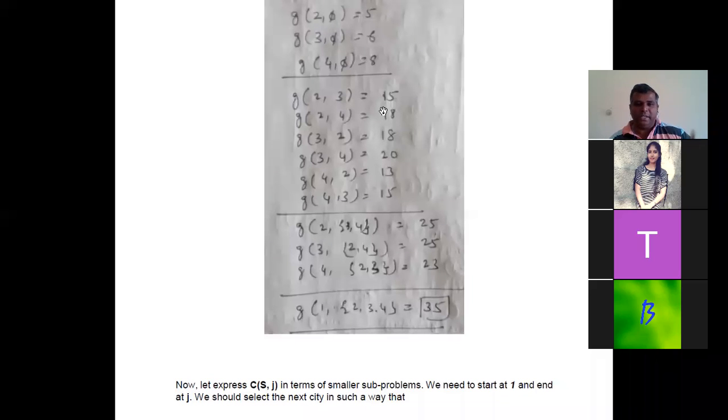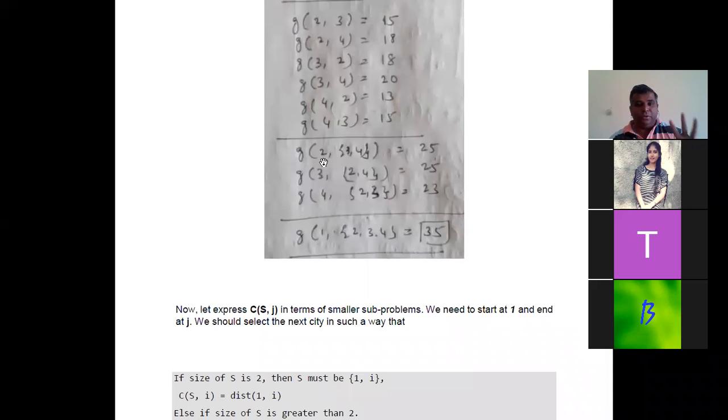These are 2 nodes, that means 1 intermediate node. It can be 2, it can be 3, it can be 4. And next is 3 nodes. G of 2, 3, 4: 2 to 3 or 4, 3 to 2 or 4, 4 to 2 or 3. So 3 values we will get. The minimum of these we have to select. Whatever I have written in the tree, the same. So G of 1 comma 2, 3, 4, we will get 35. So this is the way we have to solve.